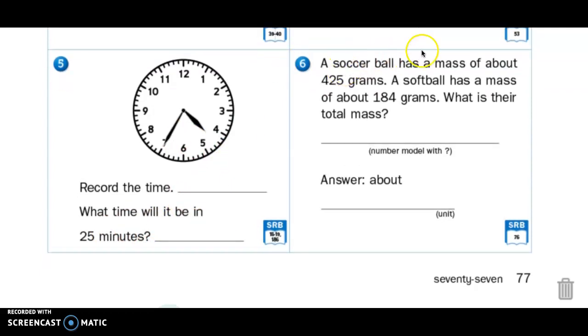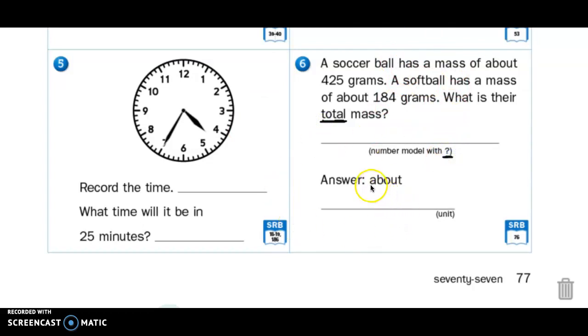Number 6, a soccer ball has a mass of about 425 grams. A softball has a mass of about 184 grams. What is their total mass? We don't know the total yet, but we're trying to find the total. So what is that asking you to do? And we don't know the answer yet, so put a question mark is what it's telling you.